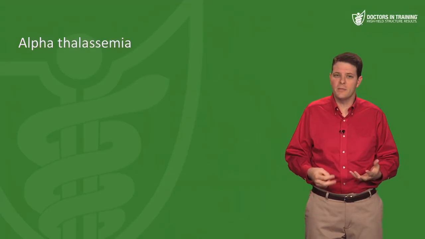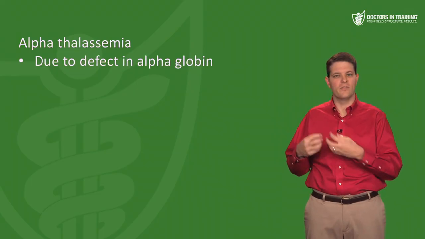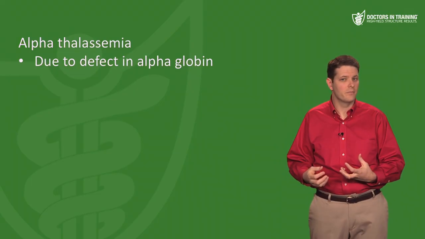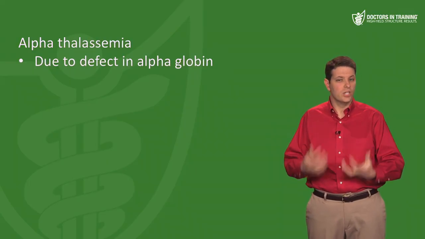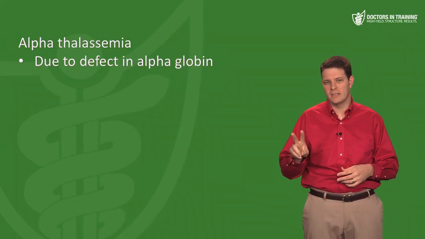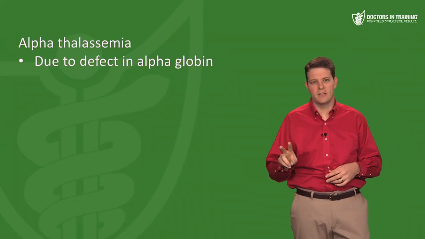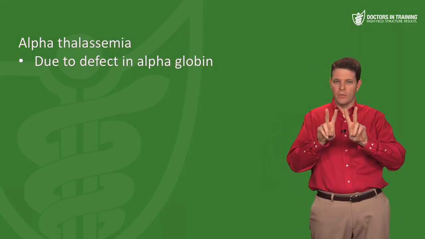Now, alpha thalassemia occurs when you have a defect in alpha globin. Either your alpha globins are defective or you just don't make enough of them. And there are different degrees of alpha thalassemia which are related to the genetics. So normally you have 2 alpha globin alleles on chromosome 16, and you get 1 copy of chromosome 16 from mom and 1 copy from dad. So that's a total of 4 alpha globin alleles.